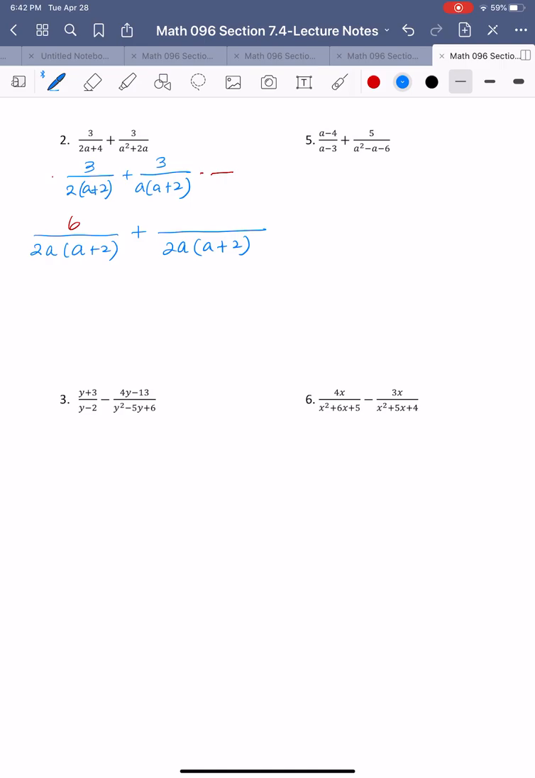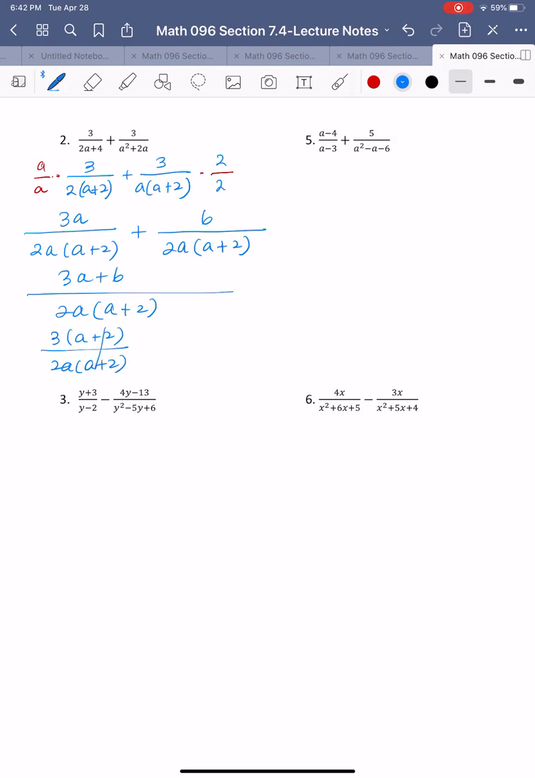Okay, so there's a missing factor for this. In this case, the 2 is missing, so you multiply 2 times 3 to get 6. Now you can have 2a times a plus 2, and then it's a factor of 3a plus 2. You've got 2a times a plus 2. The a plus 2 cancels, and the answer is 3 over 2a.